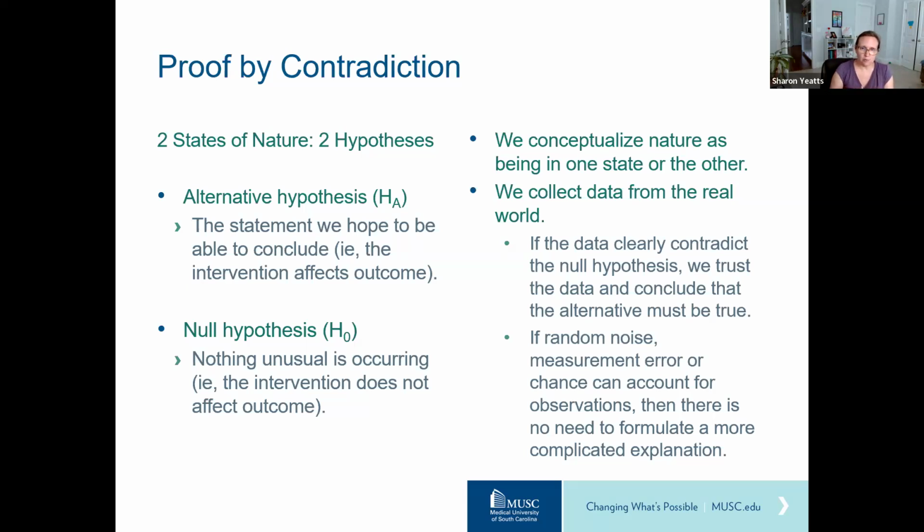And we collect data from the real world in our trial. If those data clearly contradict the null hypothesis, then we really have no choice but to trust the data and conclude that the alternative is true. If, on the other hand, random noise or measurement error or chance is a plausible explanation for our findings, then there's no need to go with the more complicated explanation.